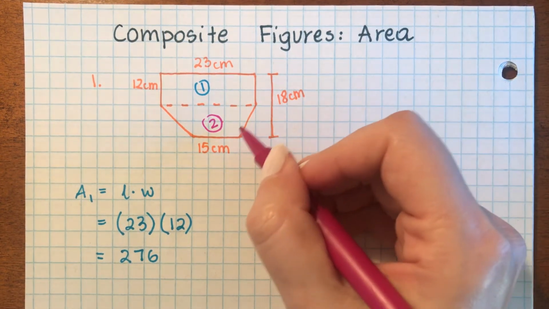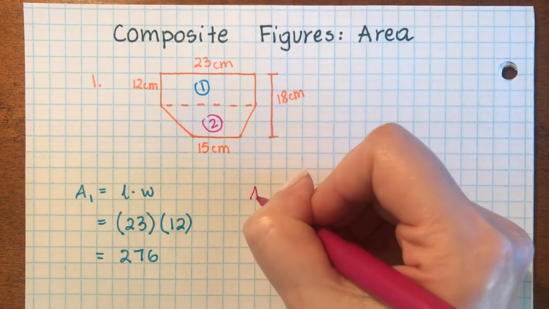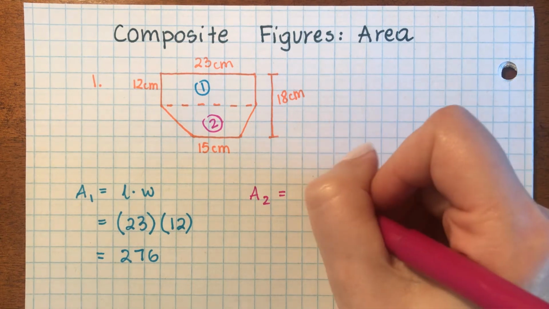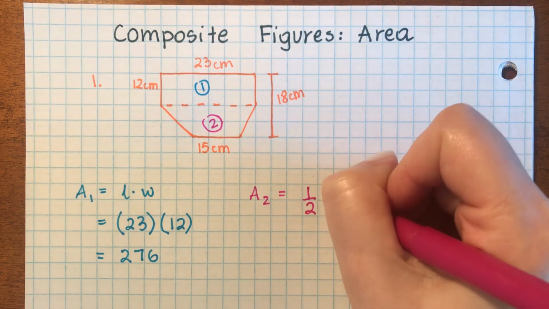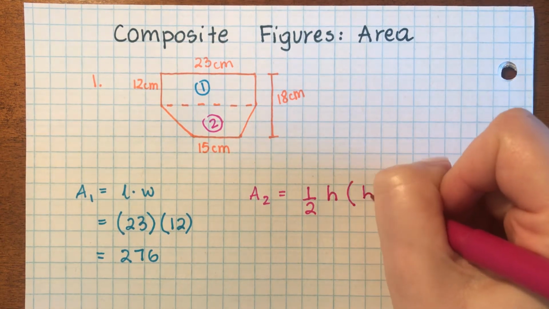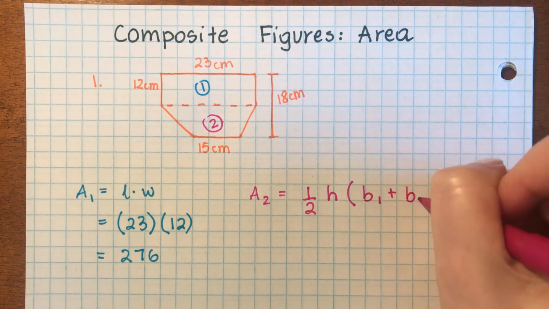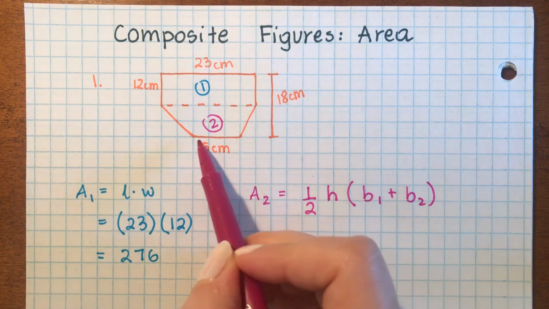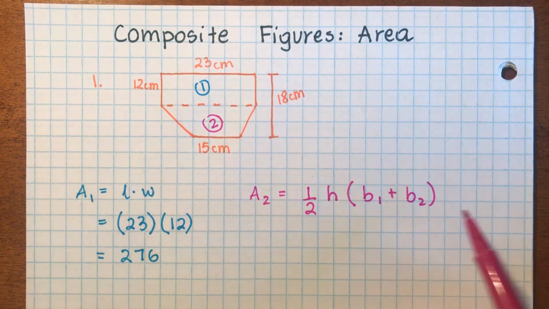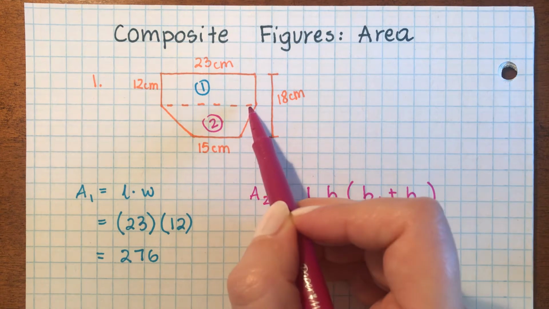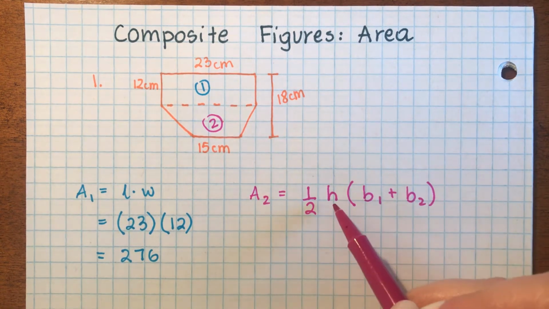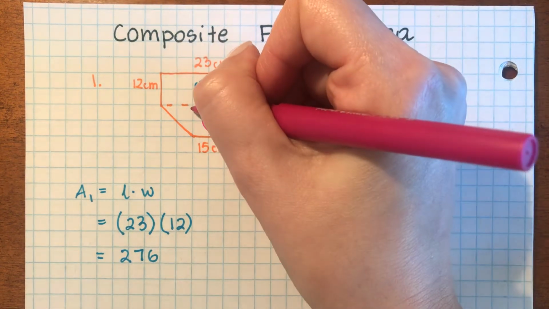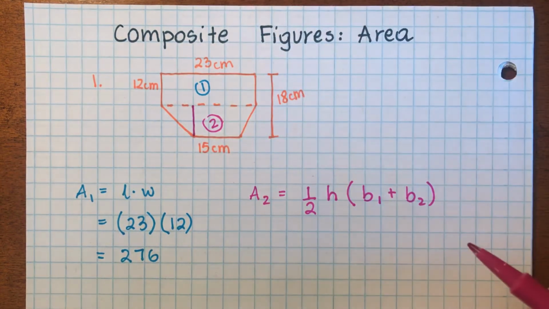Now we're going to focus on the area of this trapezoid, area 2. The area of a trapezoid is 1/2 height times base 1 plus base 2. So base 1 would be, for example, 15. Base 2 would be 23, but you could flip them. Now, height is not really given in this trapezoid. This would be your height.